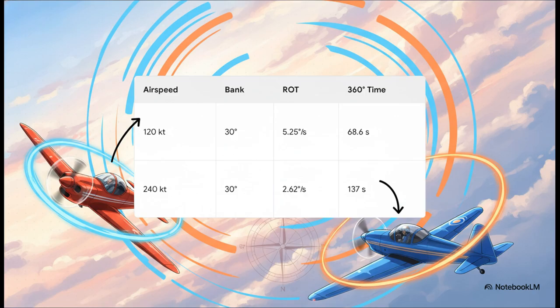Imagine you have a true airspeed of 120 knots with a 30-degree bank. Your rate of turn comes out to 5.25 degrees per second. That means it takes about 68.6 seconds to complete a full 360-degree circle. But what happens if you double your airspeed to 240 knots while holding that exact same 30-degree bank angle? Well, your rate of turn is effectively cut in half, dropping to 2.62 degrees per second. And because of that, it takes twice as long, 137 seconds, to complete that exact same 360-degree circle.